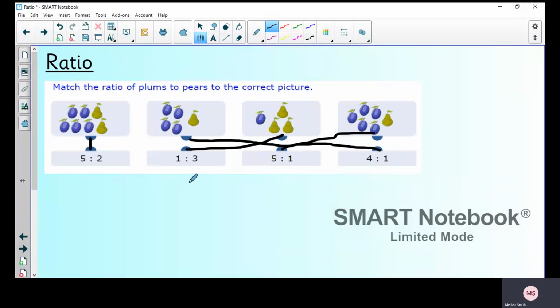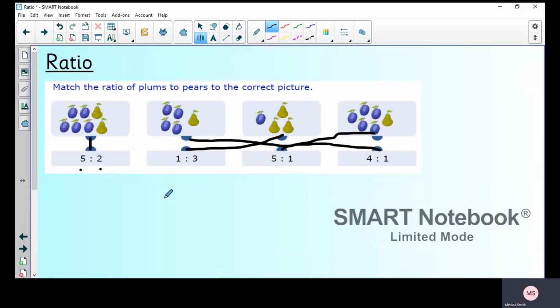Yesterday we looked at scaling up and scaling down ratios. Can any of those ratios be scaled down? No. Why can't they be scaled down? Because they're already in their simplest form: 5 to 2, 1 to 3, 5 to 1, 4 to 1. They do not share a common factor, and therefore you cannot divide them.